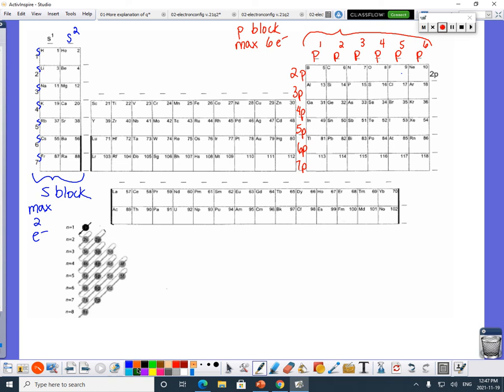When you get to this middle section, which we're going to call the D block, why D? Let's do the columns first. So this is D1. What's the maximum for D? 10. Good. So how do we fix this?